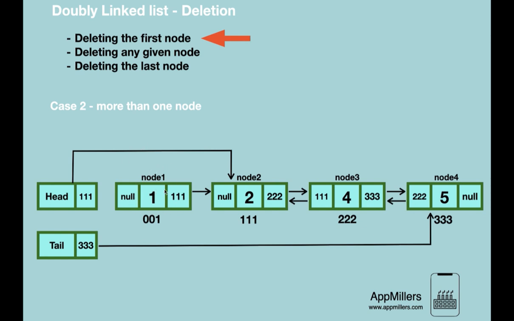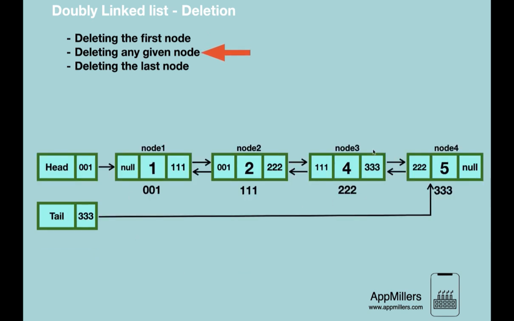So this is eligible for garbage collection. The garbage collector can come and delete this node from the memory. So with this, deletion of a node from beginning of double linked list is complete. Now let's see how can we delete the node from the middle of double linked list.